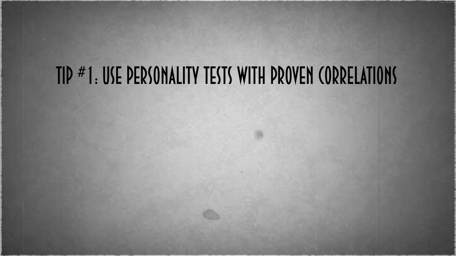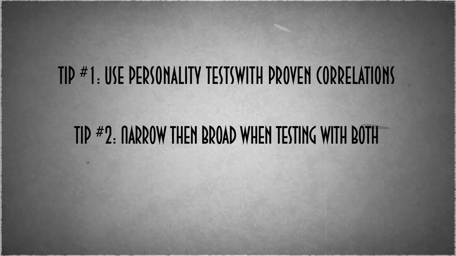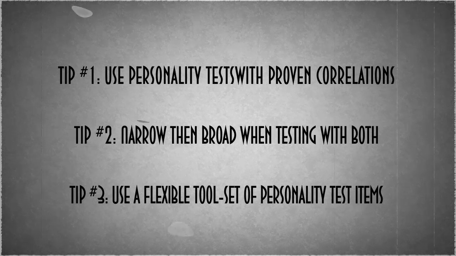Personality items should be context-specific and correlate with the job criteria. Particularly for more skilled positions, use narrow measures to identify more job-specific traits. Then, use broad measures to find the best overall candidate. Flexible toolsets measure both broad and narrow items, making it more adaptable across occupations and changes in responsibilities.